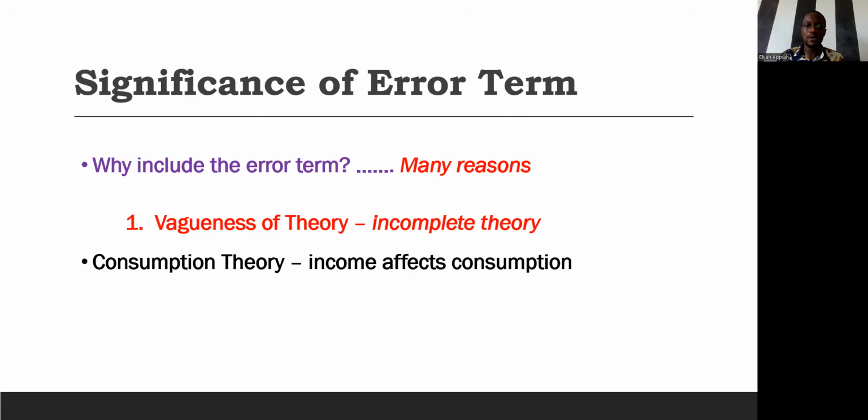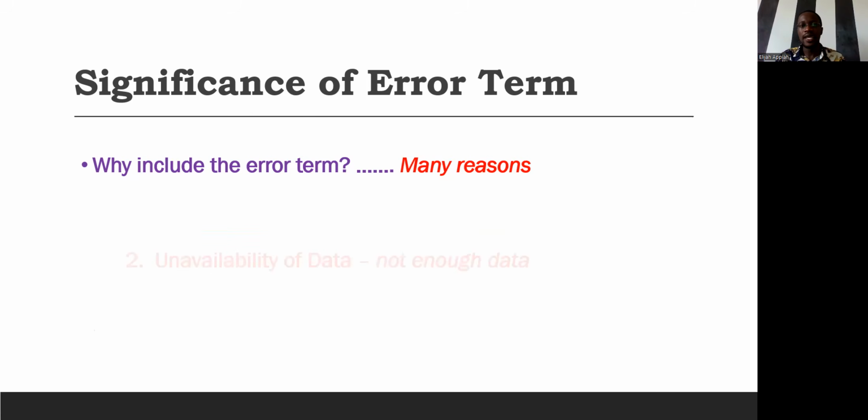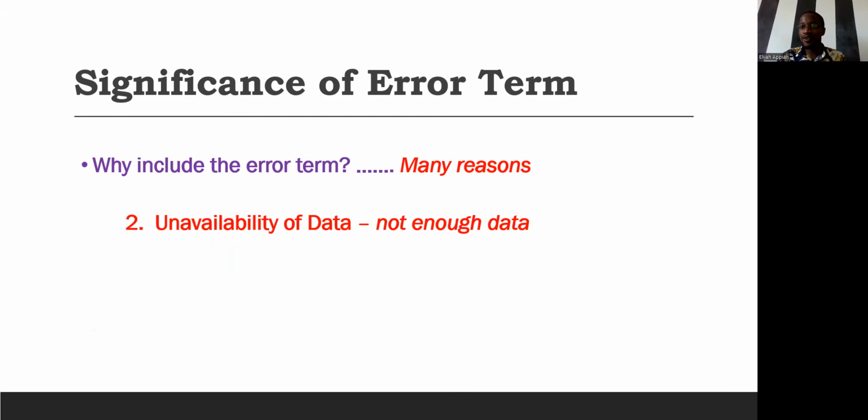All other things being equal, price affects quantity demanded. But there are other factors. So when you have incomplete theory, you've not accounted for maybe other variables that also affect the dependent variable. And so we just use the u parameter there as a substitute for all those other factors that have not been captured by the model. Another reason too is that data might just not be available, or the data might not be enough. When data is not enough, of course, you have a problem with generalizing or getting close to the population, right?